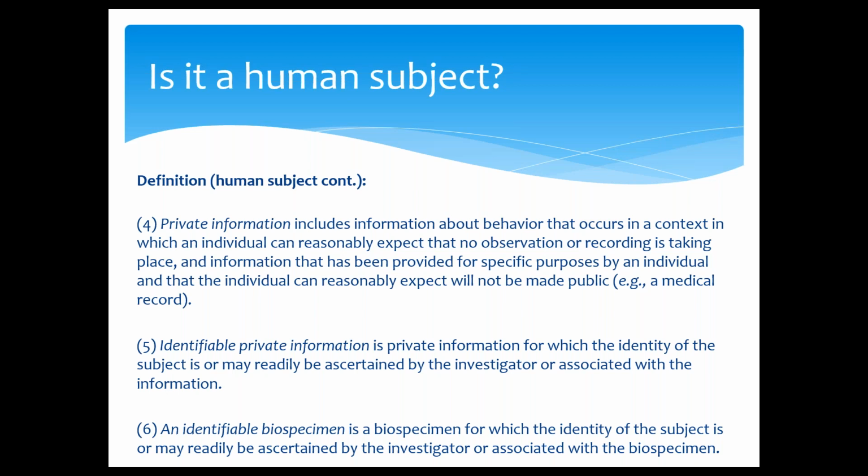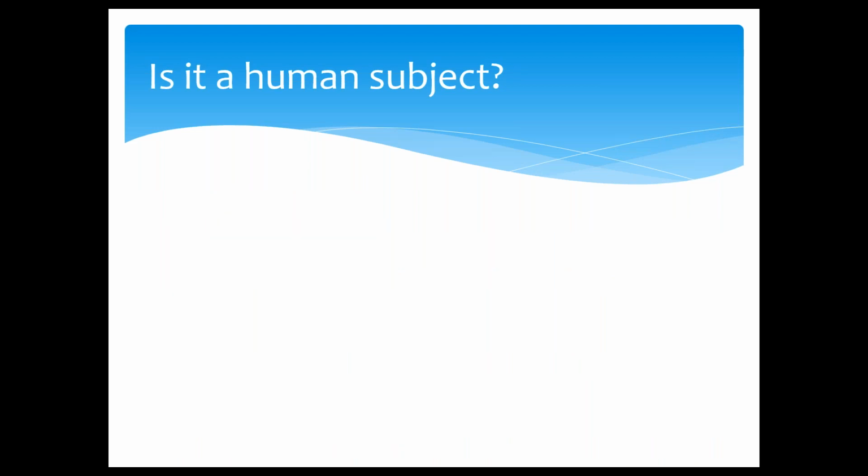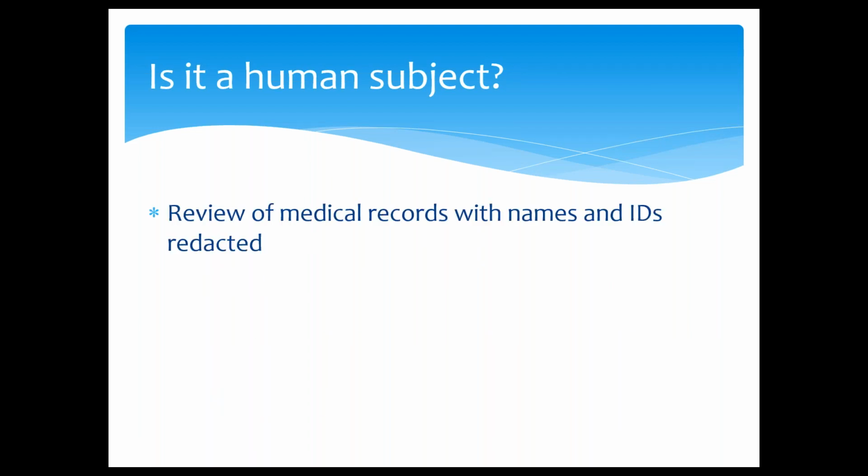Identifiable private information, I think you're all familiar with this. The identity can be ascertained by the investigator and/or is linked to the information. So, is review of medical records with names and IDs redacted a human subject? My answer is probably yes, because I don't think that if you just remove names and IDs you have removed enough identifiers.